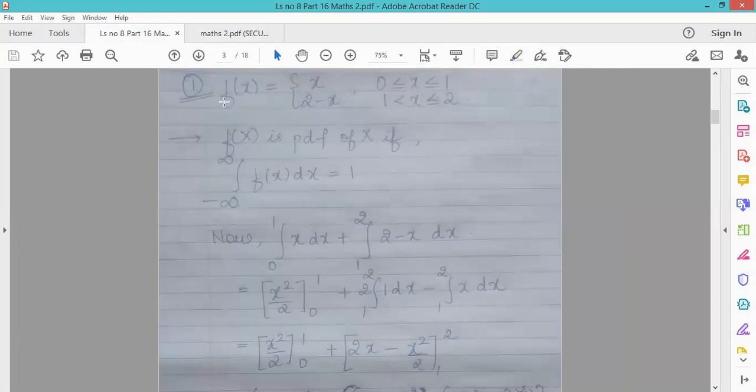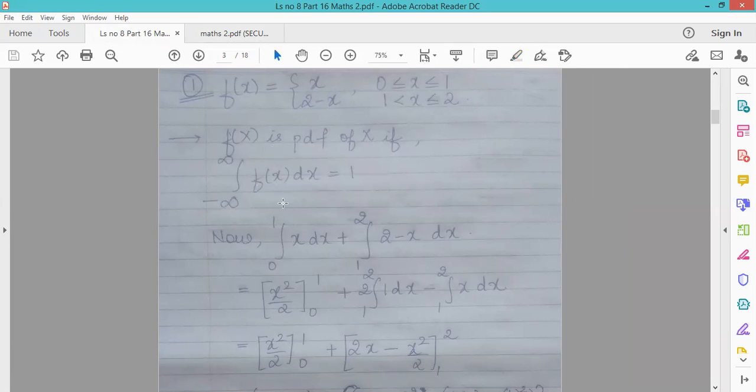So this is the question. f of x was given to us. Now, f of x is a PDF of x if both of the values are greater than or equal to 0, and second thing, the integral from minus infinity to infinity, or a to b, of f of x dx equals 1. So let's see whether on solving we get the value to be equal to 1 or not.